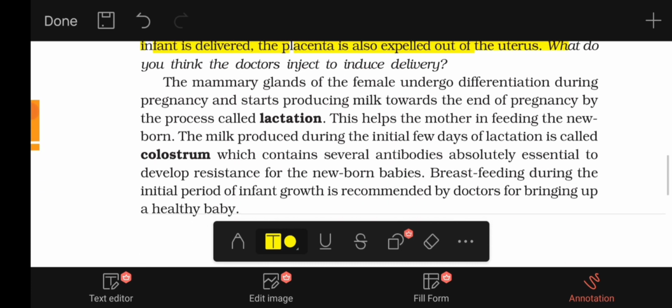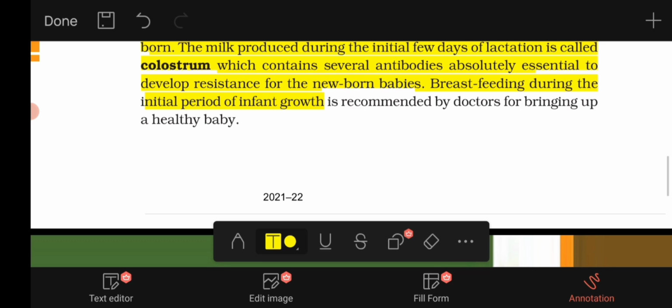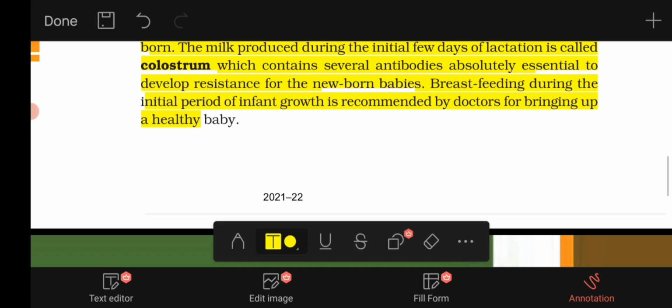Mammary glands of the female undergo differentiation during pregnancy and start producing milk towards the end of pregnancy by the process called lactation. This helps the mother in feeding the newborn. The milk produced during the initial few days of lactation is called colostrum. This initial yellowish fluid contains several antibodies, the IgA antibodies, absolutely essential for developing resistance in newborn babies. Breastfeeding during the initial few days of infant growth is recommended by doctors for bringing up a healthy baby because it contains several antibodies.